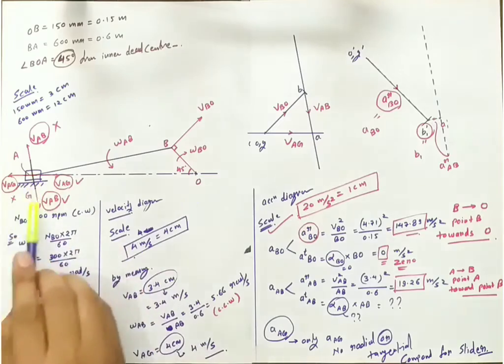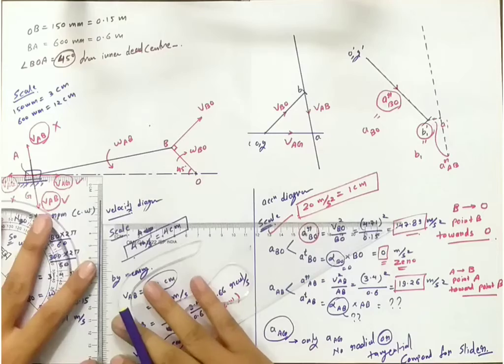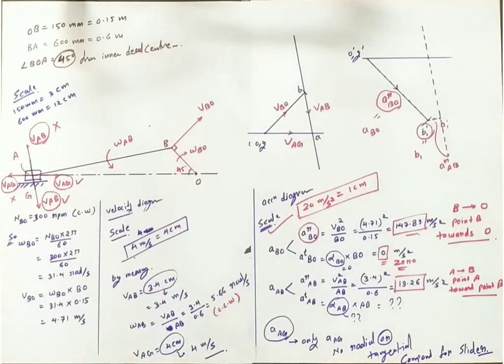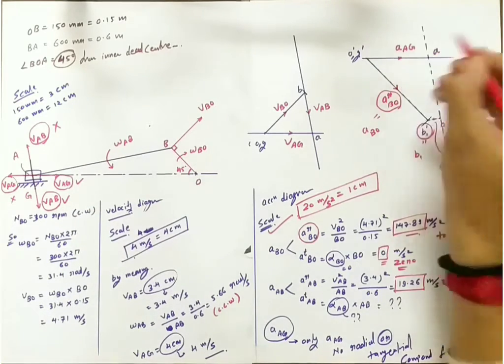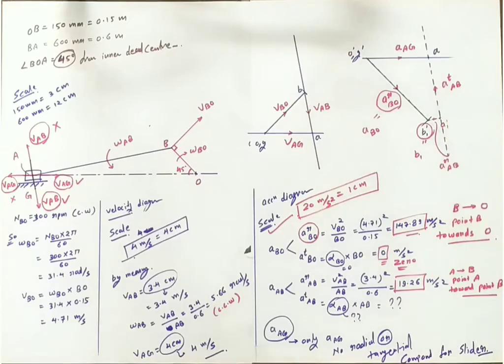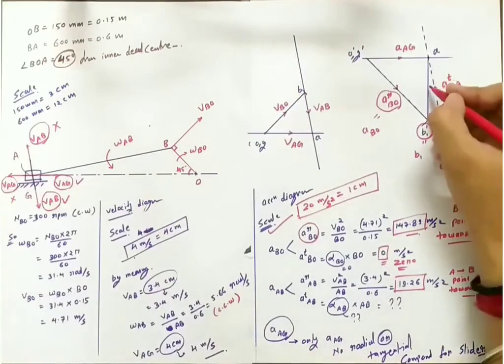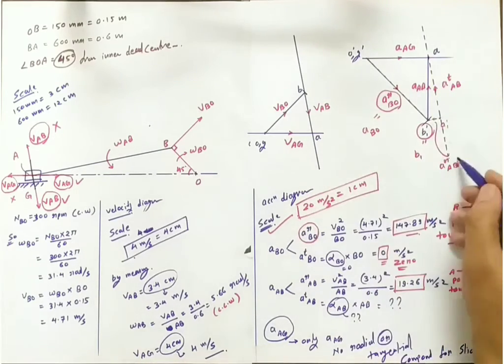Now we'll go for the slider, and the slider has no component, only single acceleration. So we will go in horizontal direction on this. You can see the intersection, that is point A. This is acceleration of AG, this is tangential acceleration of AB, and we will just call this acceleration of AB. So the acceleration diagram is completed.